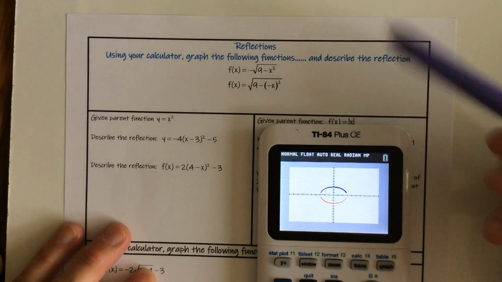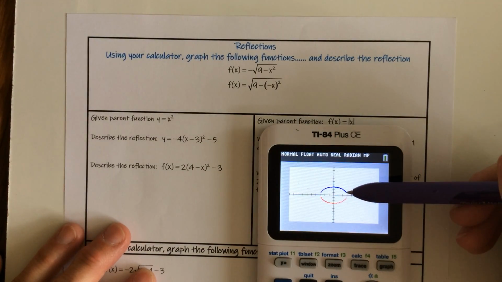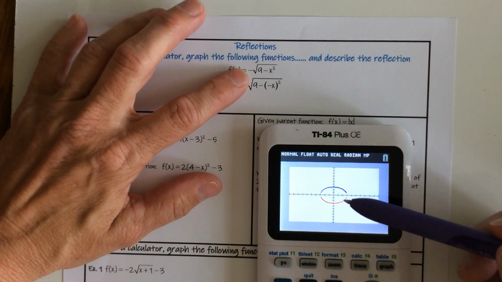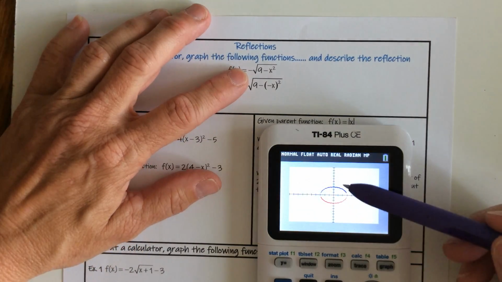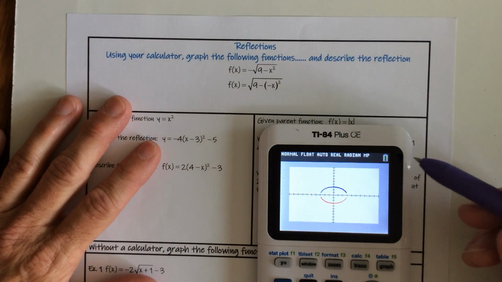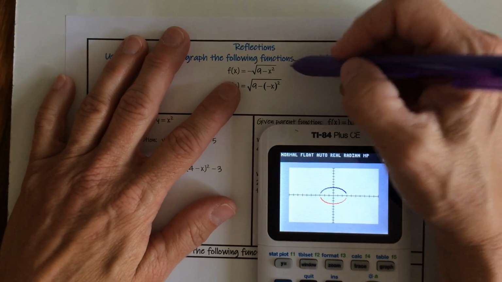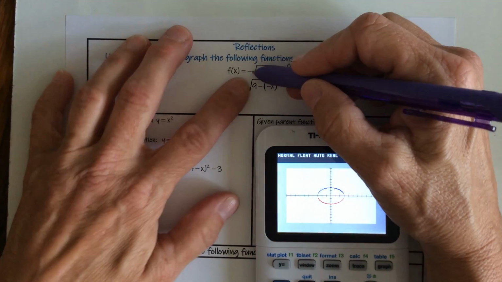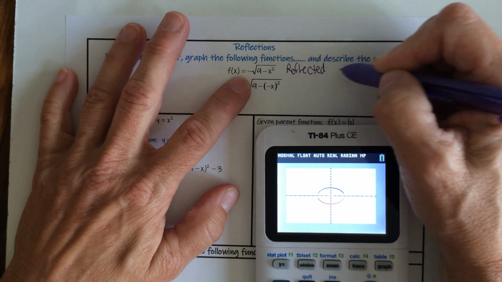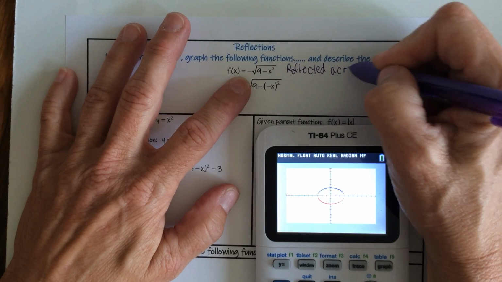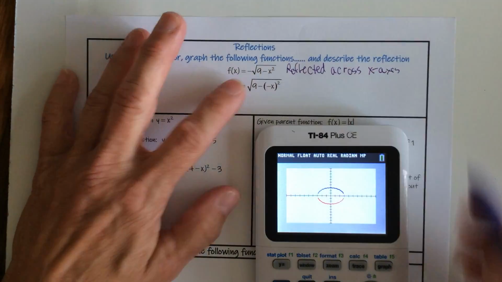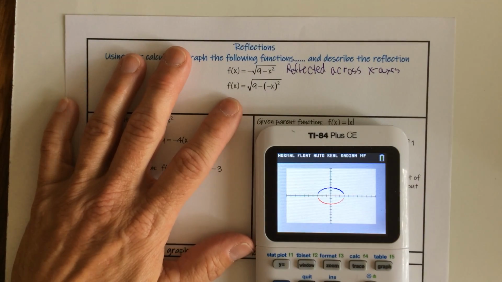you can see the blue graph, which was the original, and the red graph, where the negative out front took the blue graph and reflected it across the x-axis. Okay, so here we have when the negative is out front, the graph is reflected across the x-axis.